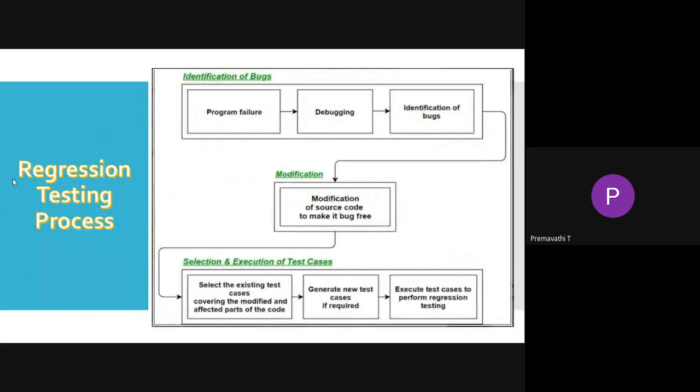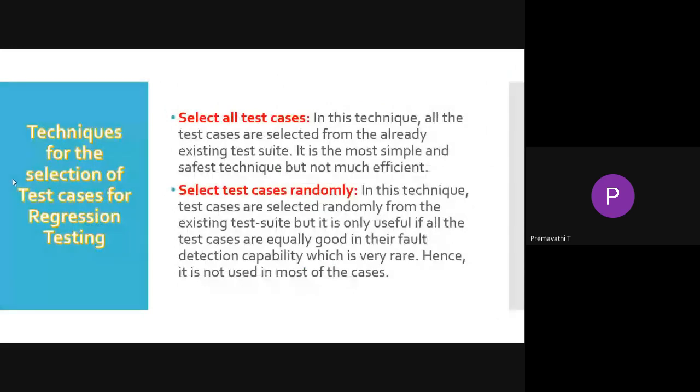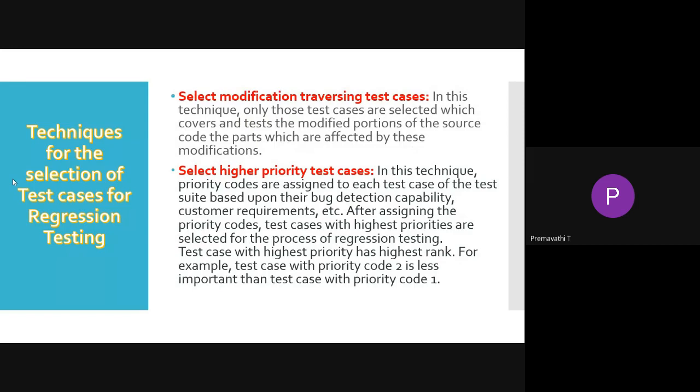Then there is a process of regression testing, and there are techniques. There are four techniques: select all the test cases for testing, select test cases randomly, select modification-traversing test cases, then select higher priority test cases.